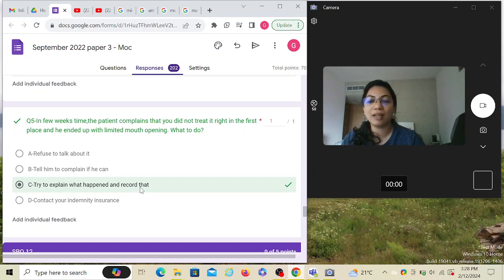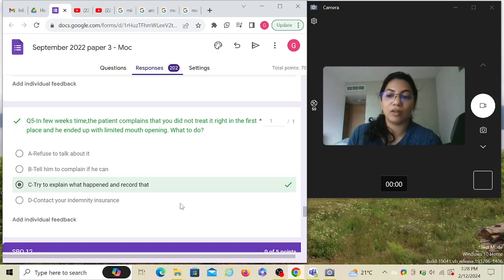Try to explain what happened and record. Try to explain that you're trying to help and maybe this is part of the process, or let's see what is happening. Let's do further diagnosis or refer to a specialist, whatever. You have to communicate to the patient. Contact your indemnity insurance? No, you're always going to talk to the patient first. That is the first ethics. And then later on, maybe if you feel the patient is going to complain, then you can contact your indemnity insurance. But you're going to explain to the patient, you're going to record that.